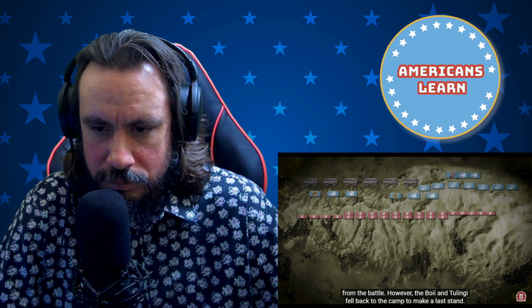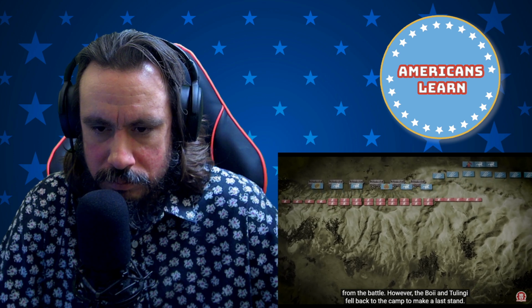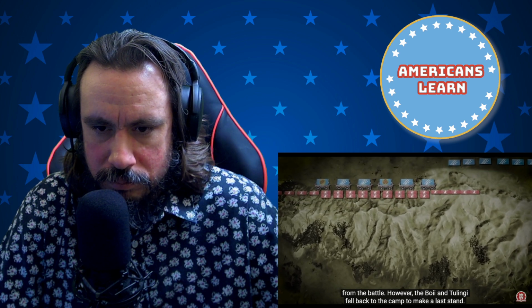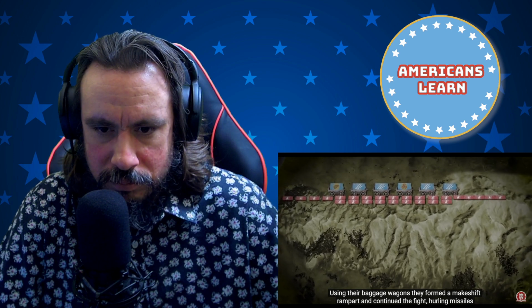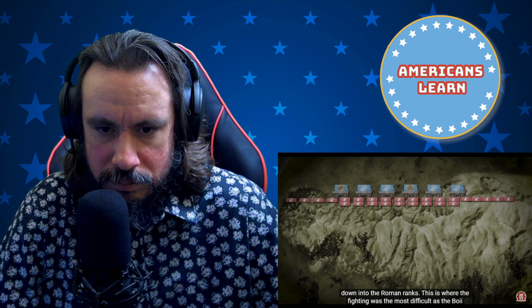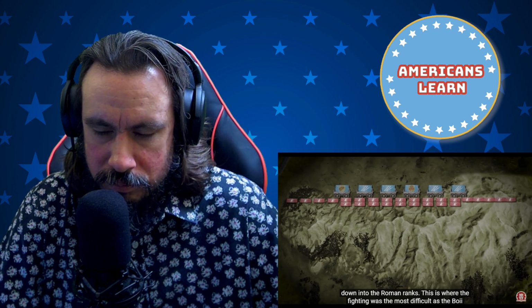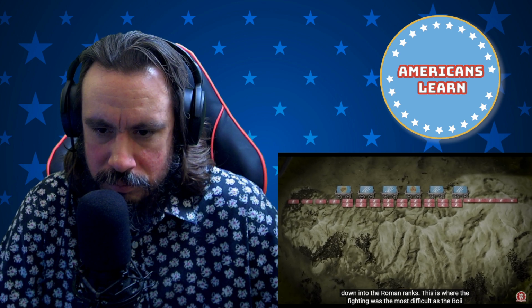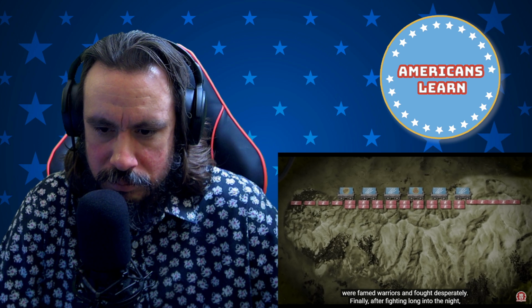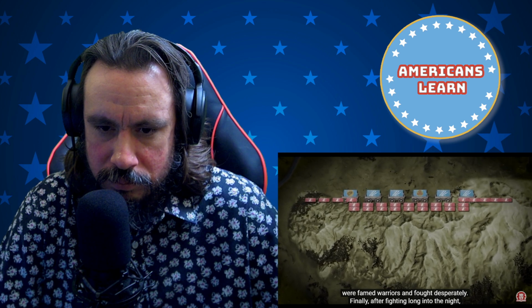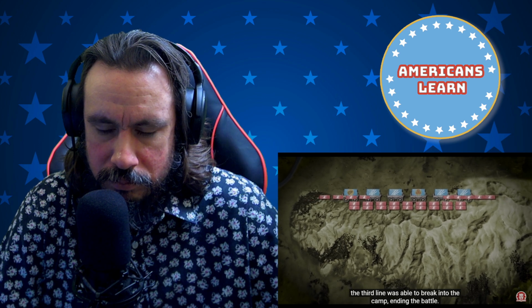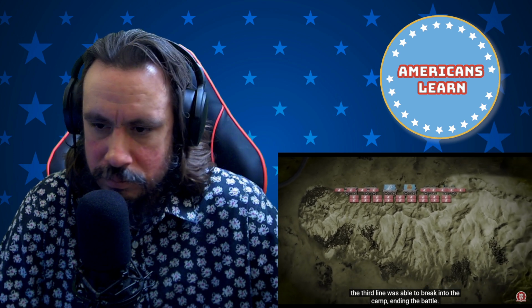However, the Boii and Tulingi fell back to the camp to make a last stand. Using their baggage wagons, they formed a makeshift rampart and continued the fight, hurling missiles down into the Roman ranks. This is where the fighting was the most difficult, as the Boii were famed warriors and fought desperately. Finally, after fighting long into the night, the third line was able to break into the camp, ending the battle.